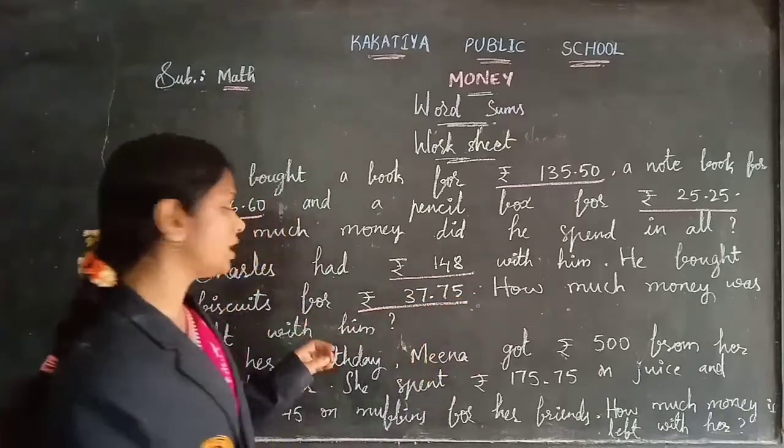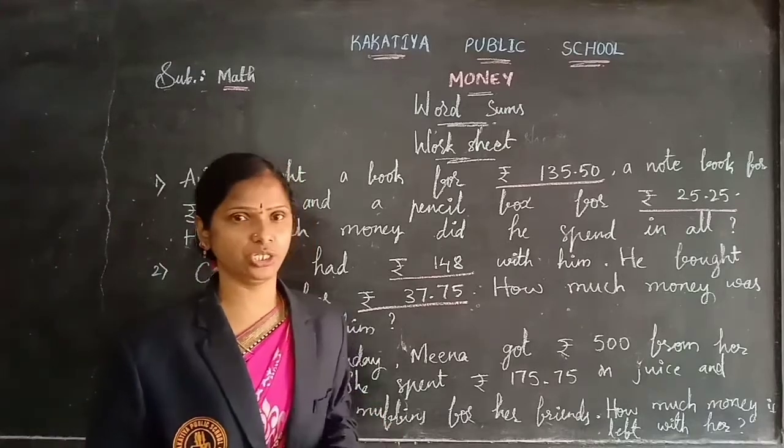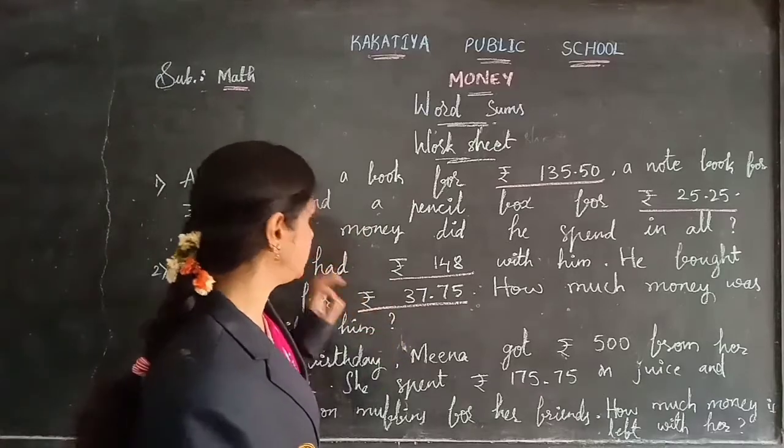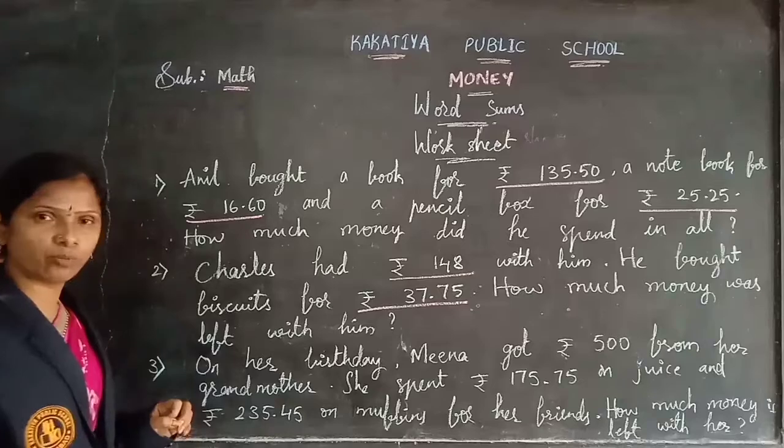Nothing but when you are finding the left amount or the back amount, you need to do the subtraction, children. Means from the 148 rupees you need to subtract the 37 rupees 75 paise. Okay, coming to the last problem here.